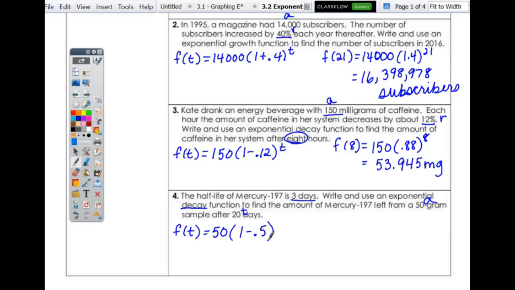And the only thing that's going to be different about half-life is I'm going to take the time and divide it by 3. So I'm looking for 20 days, so I want f of 20. So I get 50 times 0.5 raised to the 20 over 3. And if you do that on the calculator, again, this is to 3 decimals. It's not money and it's not a whole person or a living thing. And it's grams. So to 3 decimals. 3 decimals for everything except money and a person.